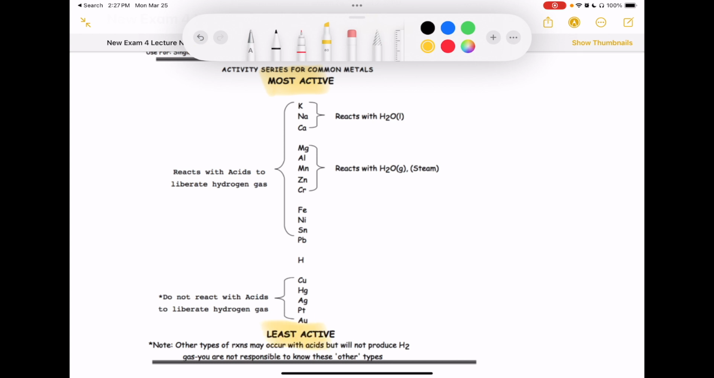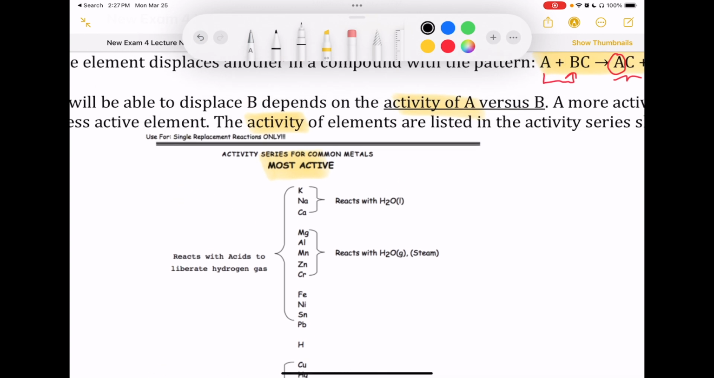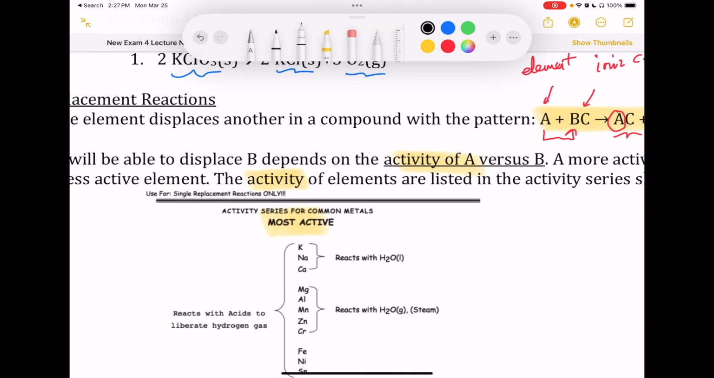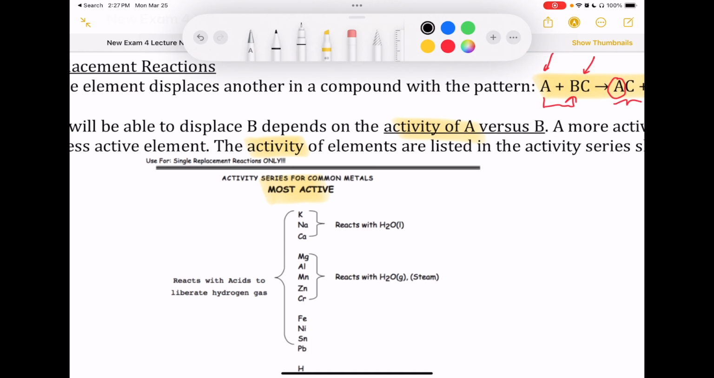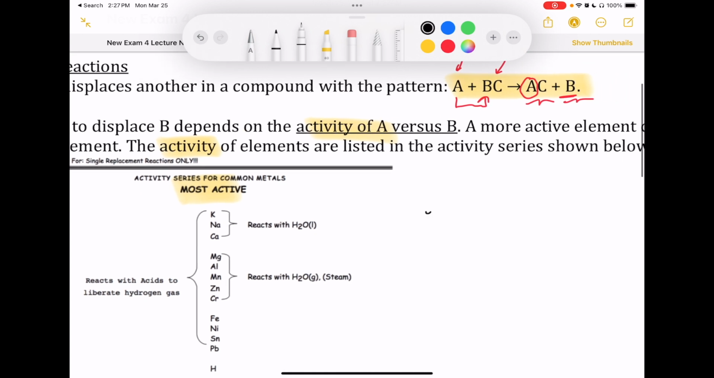Now, what does activity mean in this case? Well, it means that if something is more active than another element, it will be able to displace that element in the form of a cation. So for example, for this reaction here to happen, A plus BC goes to AC plus B, A must be more active than B, okay?